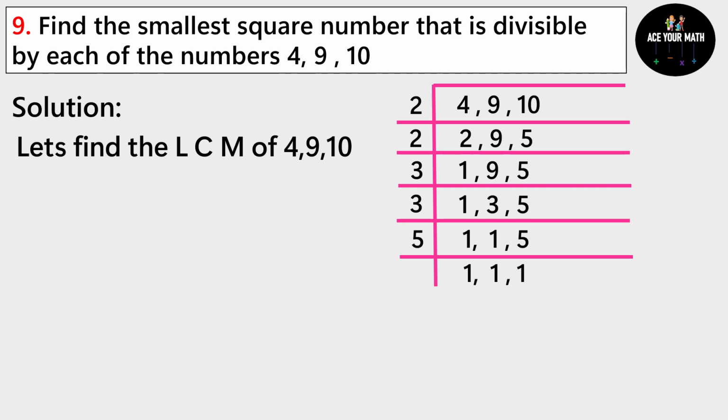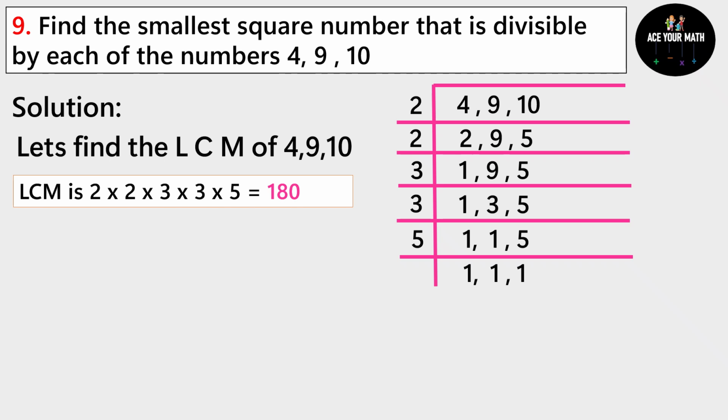Now since you got 1 at the end, you can write the LCM of these numbers in the product form. So it is 2 times 2 times 3 times 3 times 5. And when you multiply all these terms, you get 180. But do you think 180 is a square number? Can you tell me whether it's a square number or not?